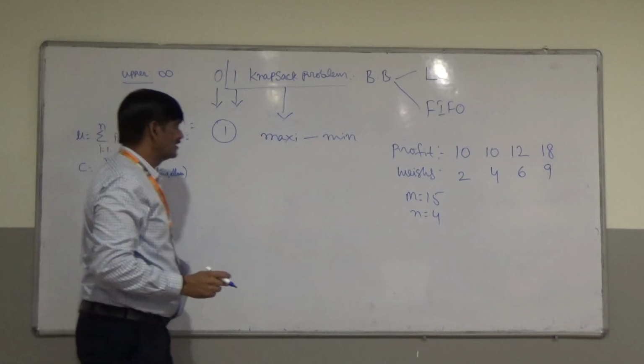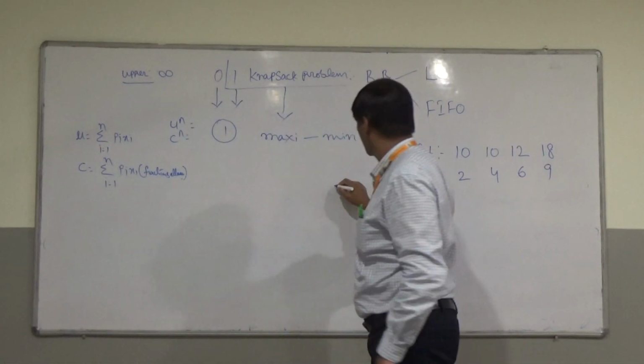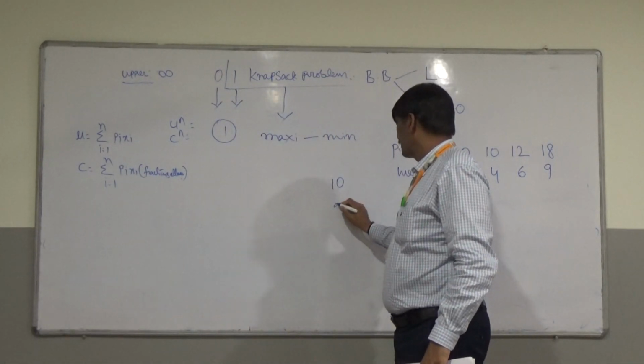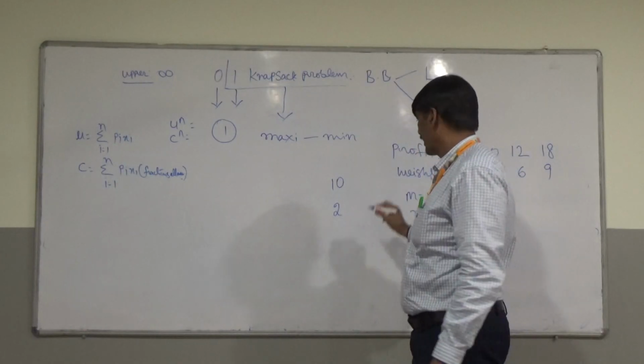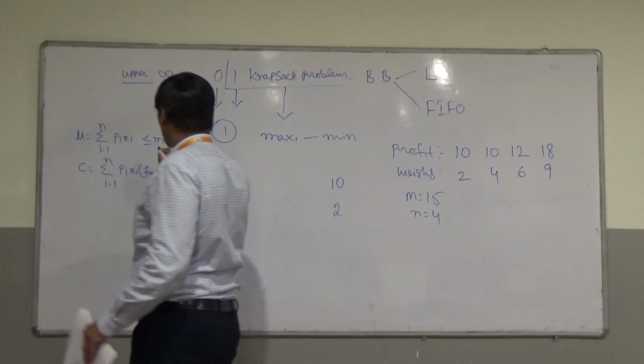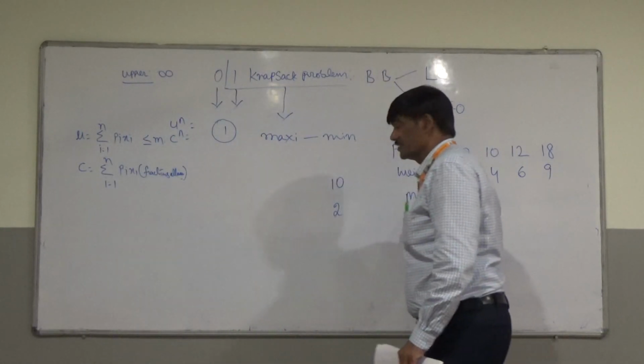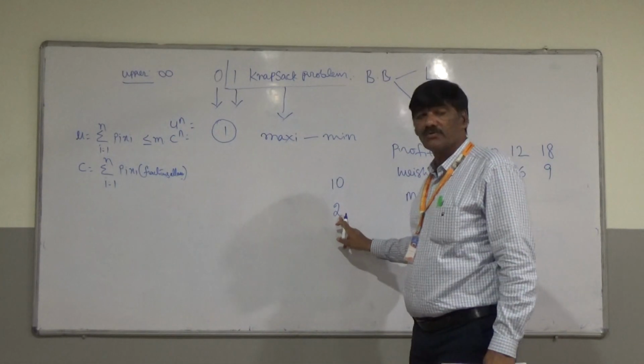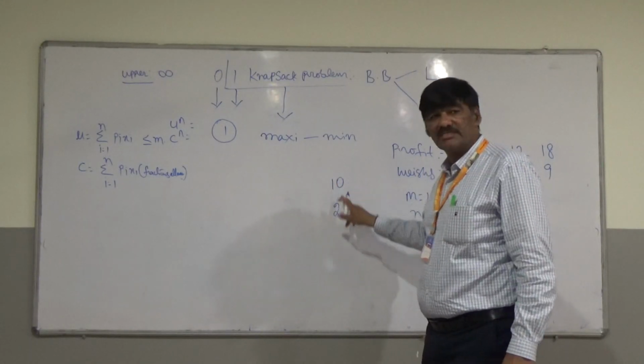So based on these formulas, for the upper bound value in this case, first I am considering the first profit, that is 10, and the weight is 2 kgs. Our bag capacity must be greater than or equal to the weight. You already know the value of m, which is 15. Our weight is only 2, so it is possible to insert that item.